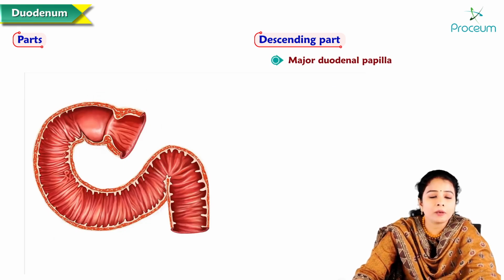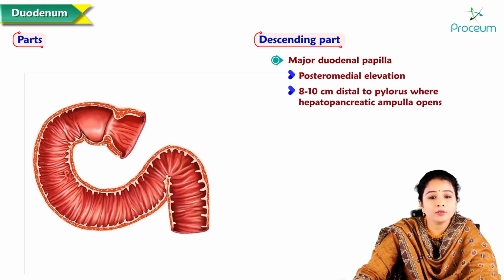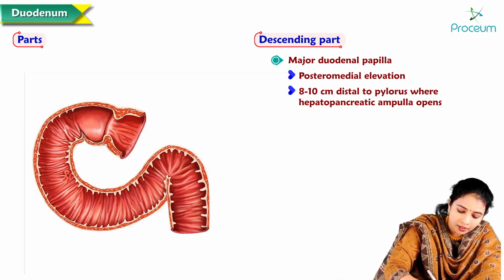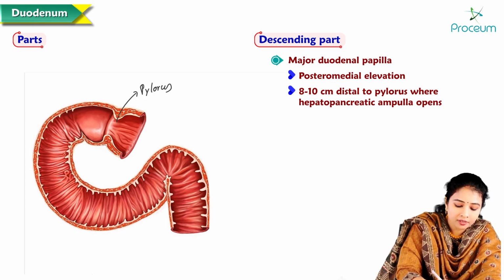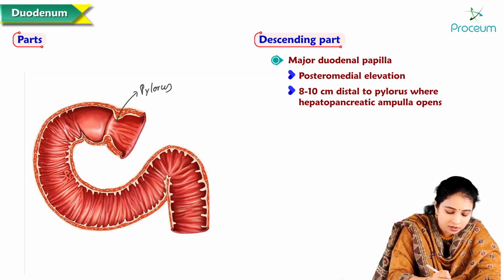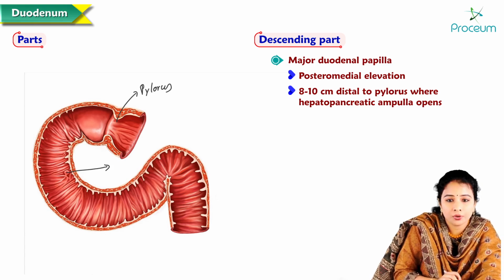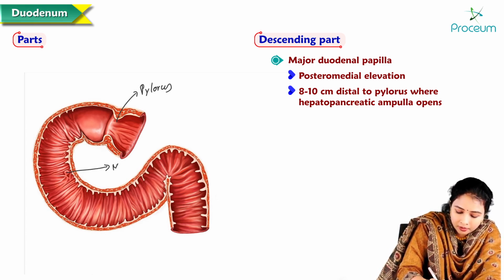Major duodenal papilla. It is a posteromedial elevation present around 8 to 10 centimeters distal to the pylorus. So here is the pyloric sphincter and pyloric end of stomach. From here, if we take around 8 to 10 centimeters, we can see an opening in the second part of duodenum, which is called the major duodenal papilla.